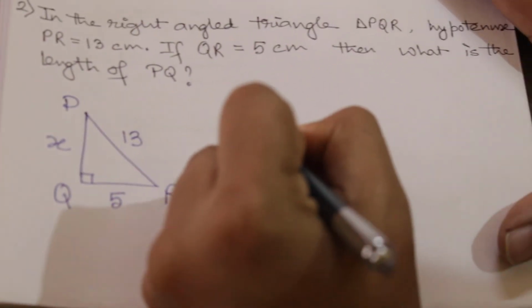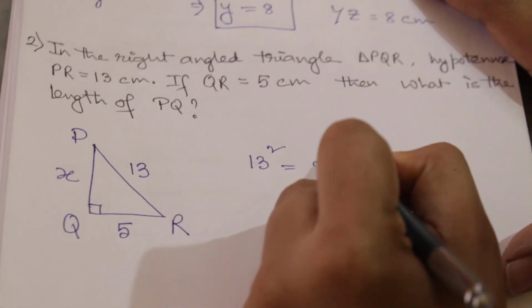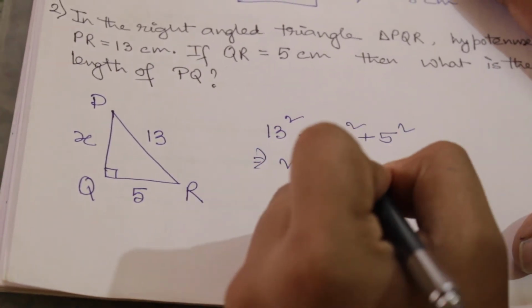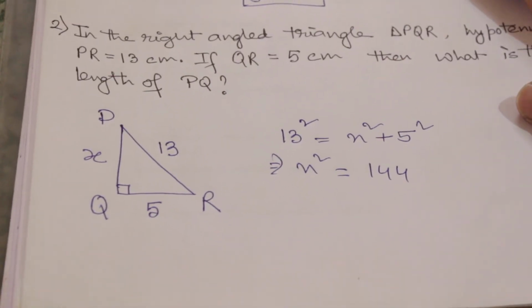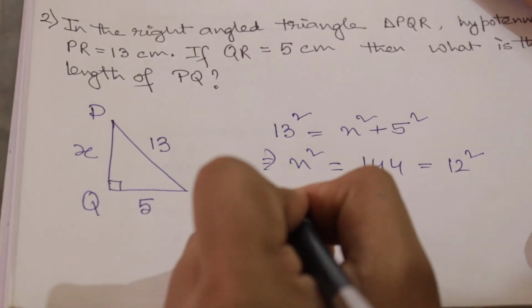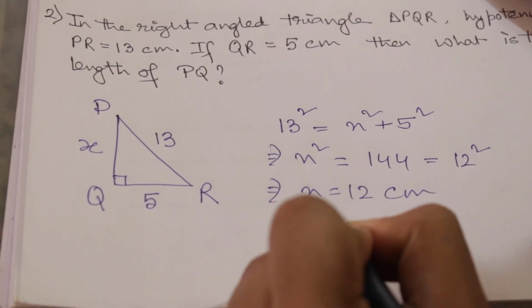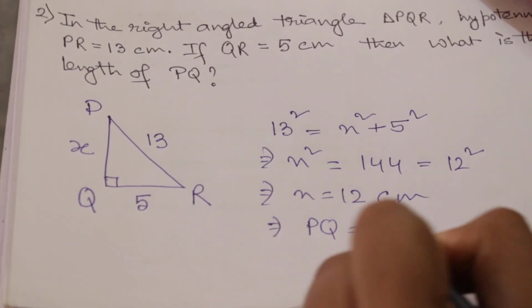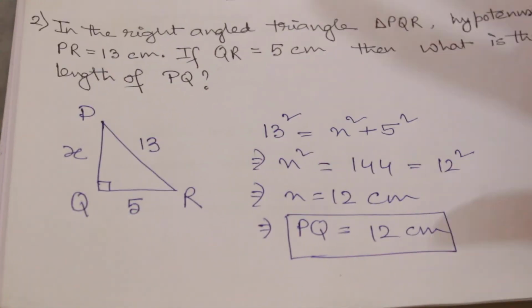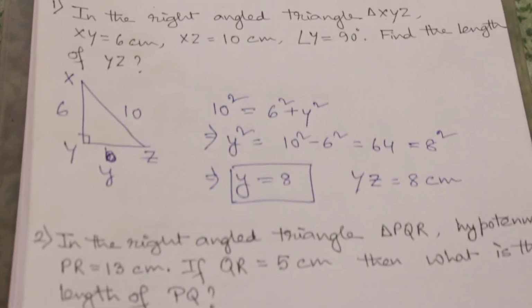So according to Pythagoras theorem, hypotenuse square is equal to x square plus 5 square. So from here we will get x square as 144 if you calculate this. So that is 12 square. So x is 12 centimeters here, which is equal to PQ. PQ is 12 centimeters here. So this is the final answer. This is how we can solve right angle triangle problems using Pythagoras theorem.